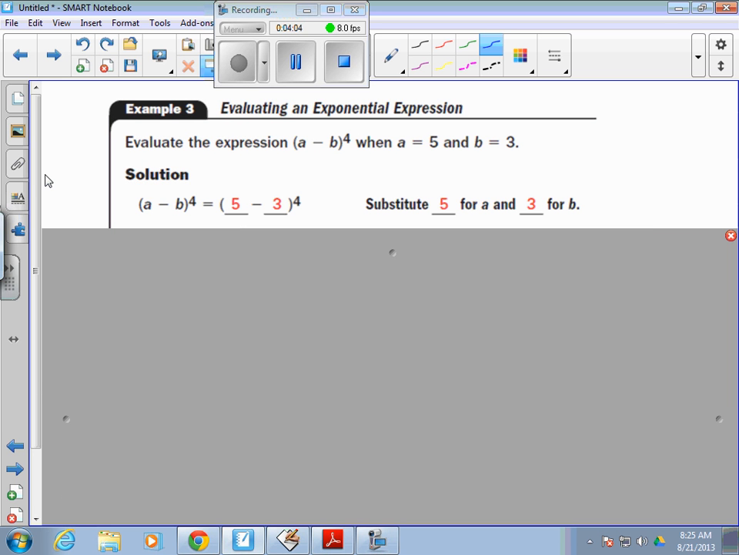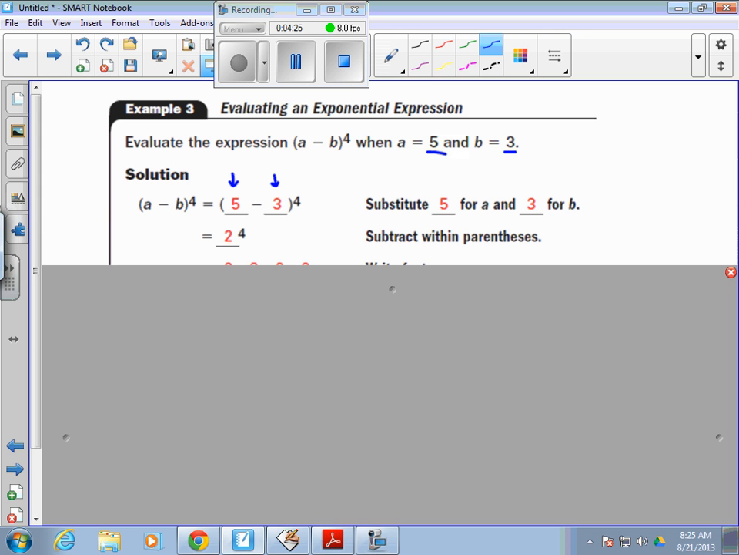Example number 3 says evaluate the expression a minus b to the 4th power when a equals 5 and b equals 3. For a minus b to the 4th power, plug in a's value of 5 and b's value of 3 in place of a and b. Notice it's in parentheses, 5 minus 3. That needs to be done first. We'll get to that in just a second. Look to the right. It says substitute 5 for a and 3 for b. You have to do 5 minus 3 first and get 2.